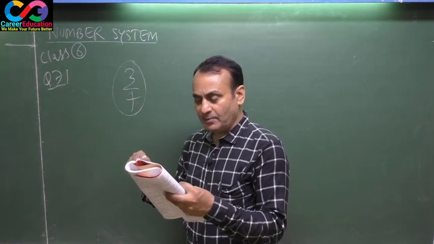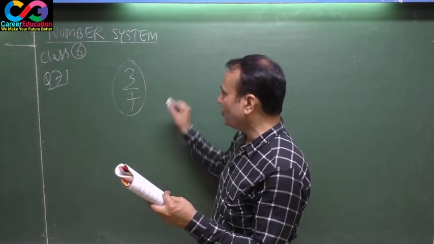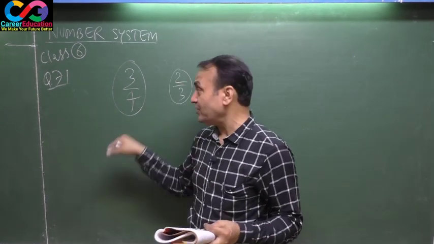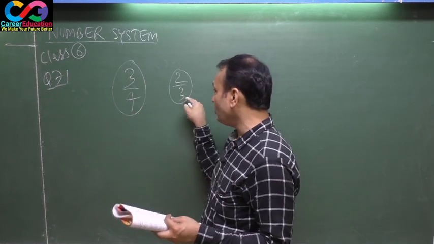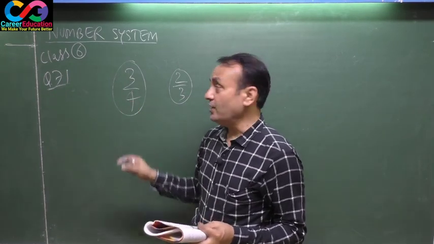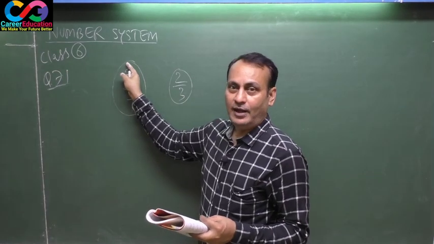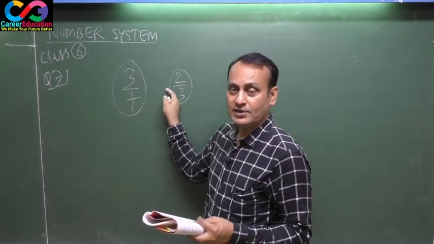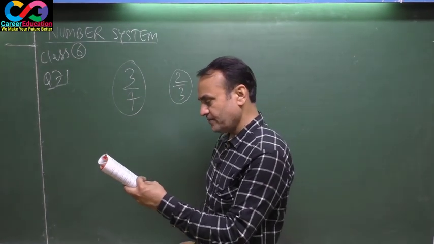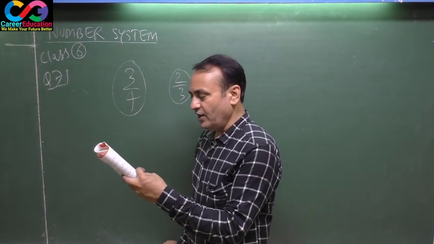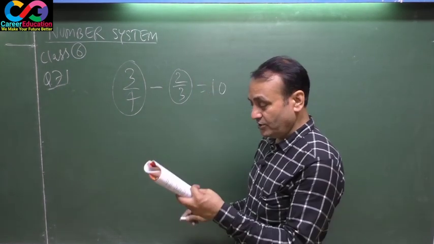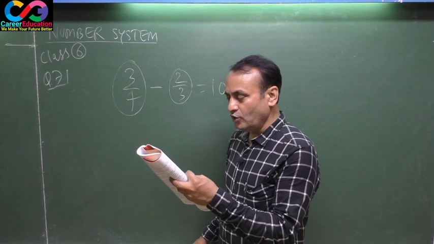But in the same examination, someone got only 2/3 of the total. That means you had to get this one, but you got this one. This is bigger, this is smaller. That's why this was the need, and you reached only up to this, that means you are certainly going to fail. The question says the student failed by 10 marks. That means this minus this equals 10. Find out the full marks of the examination.